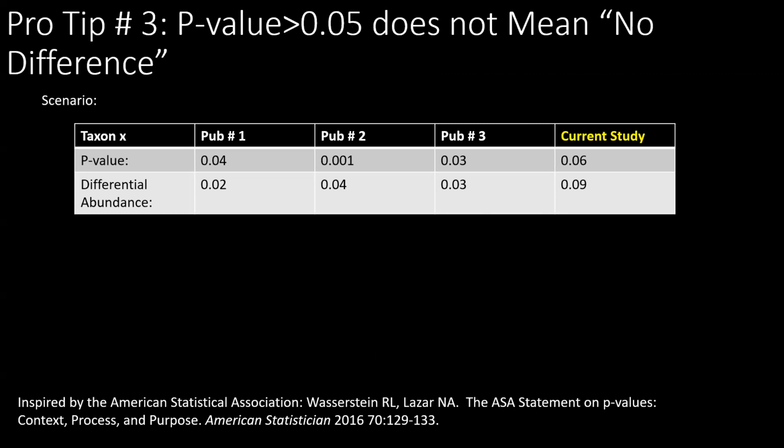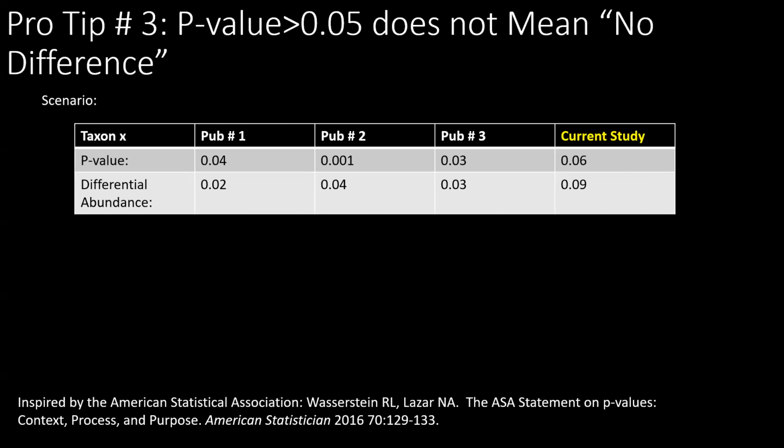So another pro tip is to note that just because you have a p-value that's greater than 0.05, that's not the same as no difference. So here's another toy example. Let's say we have 3 prior publications and we have a current study. Let's say in publication 1, we have a p-value of 0.04. And to bring us back to something related to the microbiome, let's say we're looking at differential abundance, comparing cases and controls, and we see we have a positive value there.